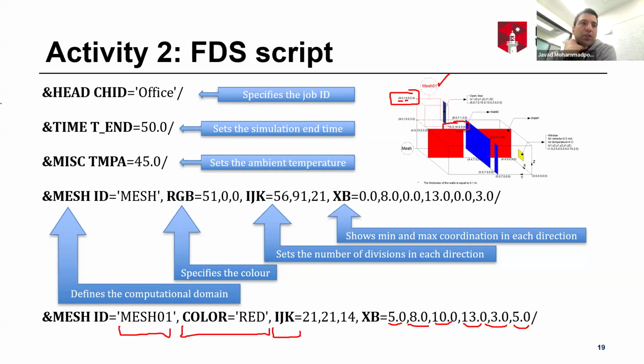So now I just start and name my geometry as an office. I define the time of simulation. I apply the initial temperature. And now I just define the two different geometries or two different meshes.